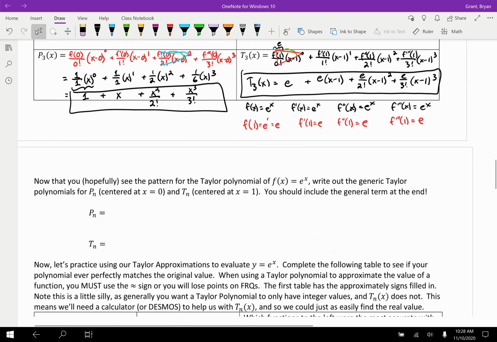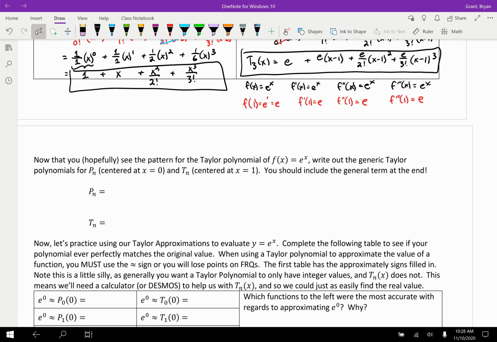For now, we're going to go down and try to write out the pattern for e to the x centered at 0 and e to the x centered at 1. We are also going to include the general term at the end, and then I'm going to remind you of what you need to memorize. So, p sub n was centered at x equals 0.